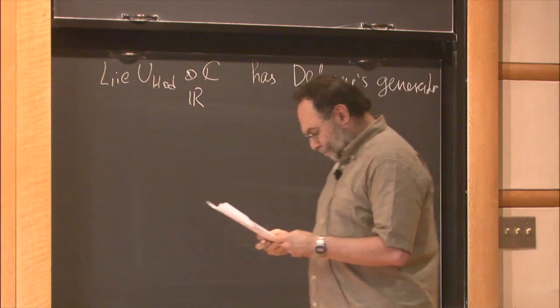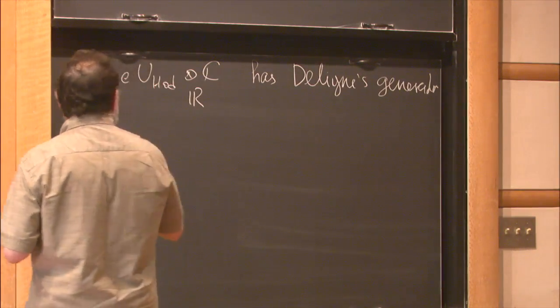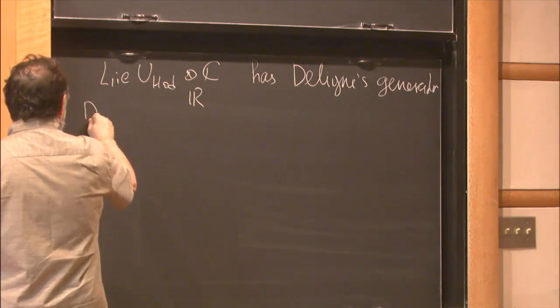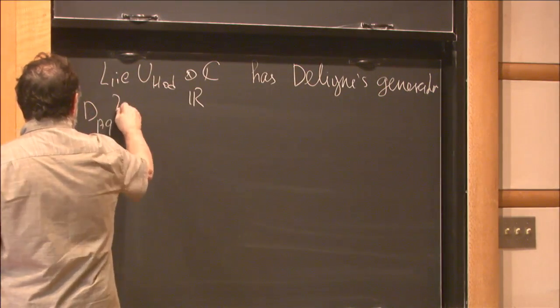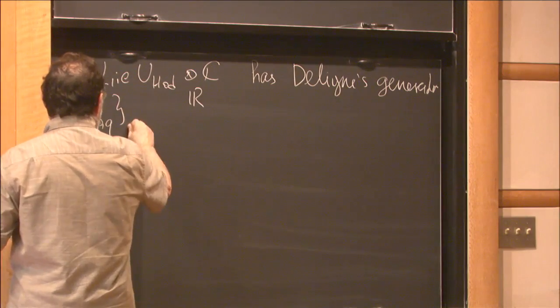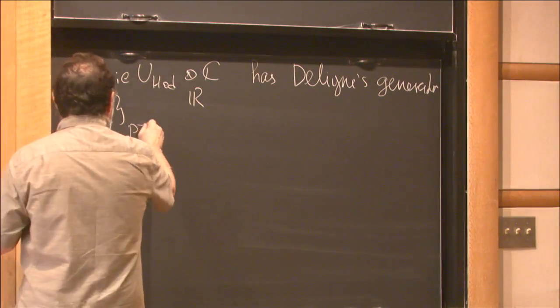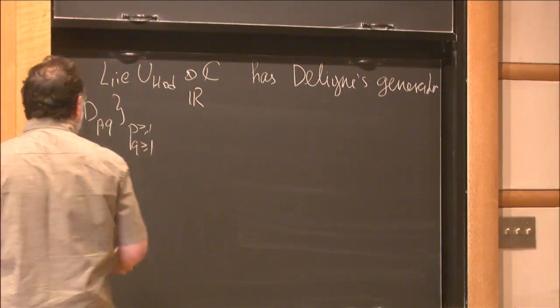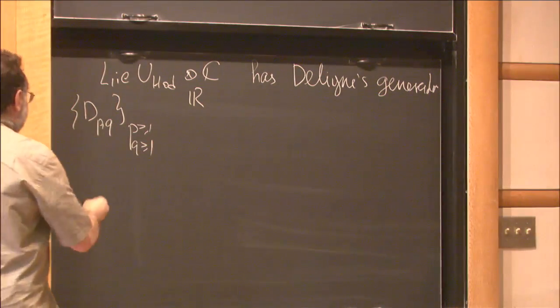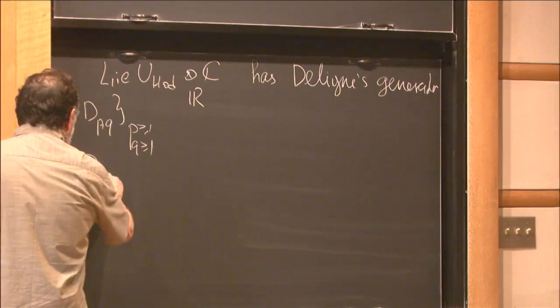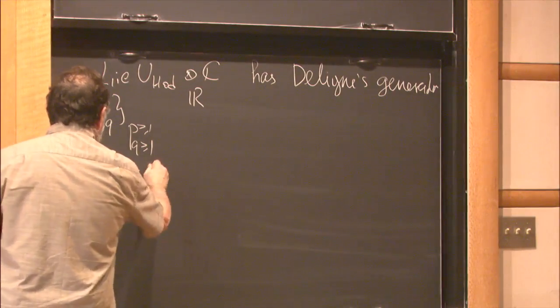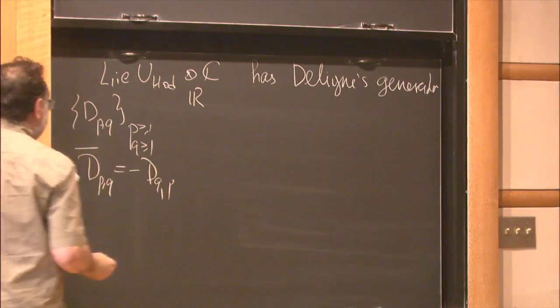So we can call them dpq. Here p is bigger or equal to 1 and q is bigger or equal to 1. And they satisfy the relation that dpq bar is minus dqp. Otherwise, there is no relation.